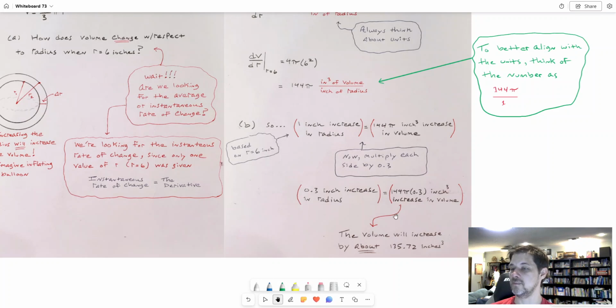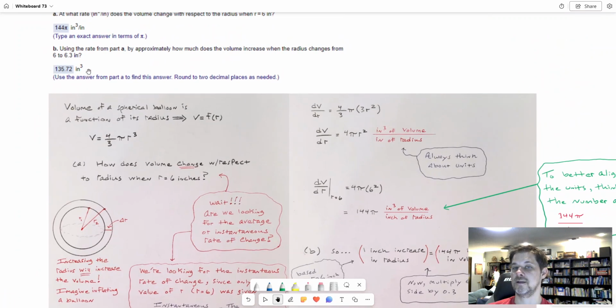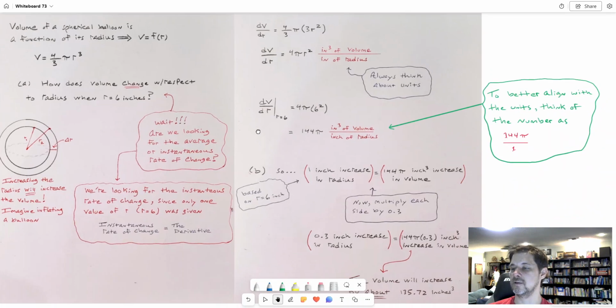So if I just multiply both sides of this equation by 0.3, I'll get a statement that answers my question. This is a statement that is an answer to the question. Multiply by 0.3 over here. Okay, it says 0.3 inch increase in radius will give you, or is equivalent to, 144 pi times 0.3 cubic inches of additional volume. There's your answer.